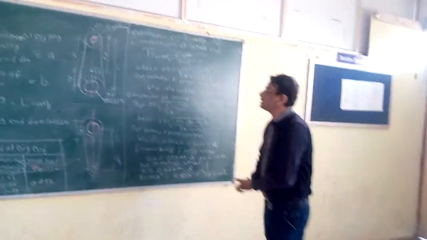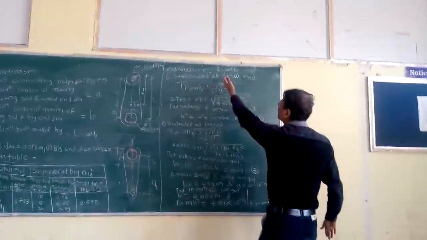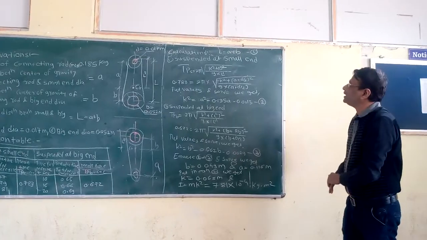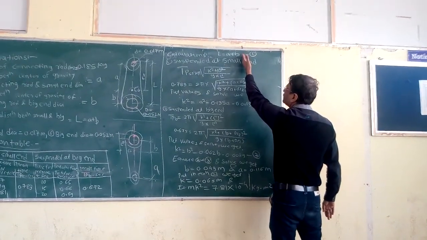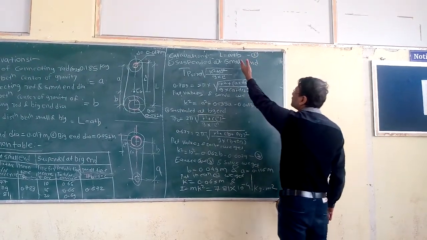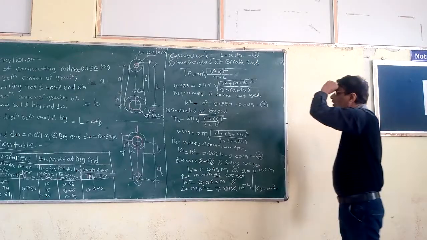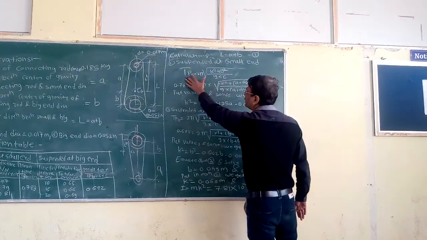Now let us move toward the calculations. In the calculations, L is equal to A plus B, the distance between the center of the big end diameter and the small end diameter. It is A plus B. It is nothing but 0.165 meter. Now this is the formula for TPS.